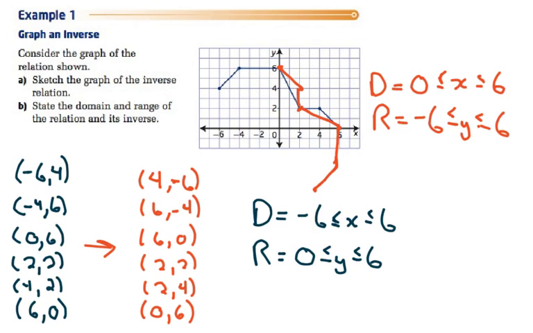Now if you compare the domain and range for each of the functions, you'll find that there should be a relationship between them. The domain of one is the range of the other, and vice versa. Which should make sense because we interchanged x's and y's, so we interchanged the domain and the range.